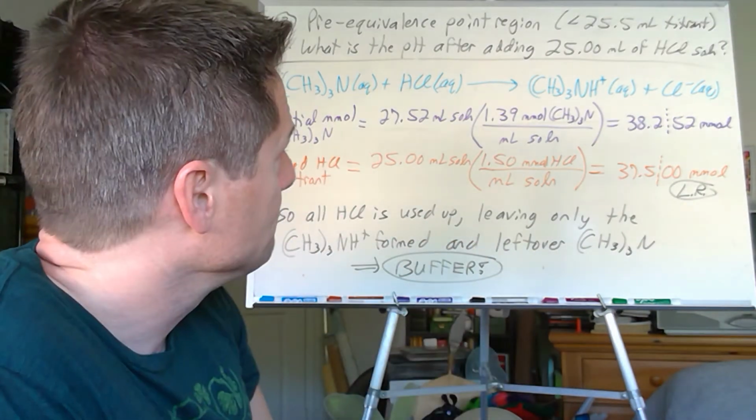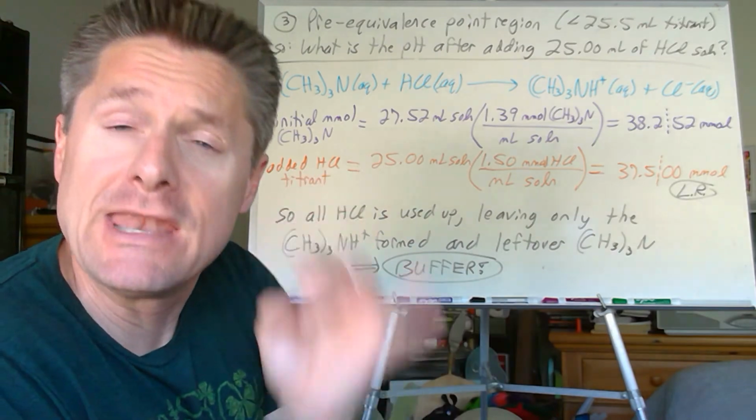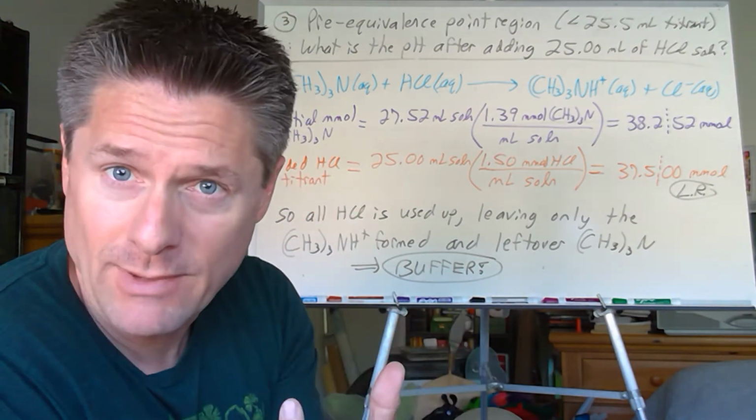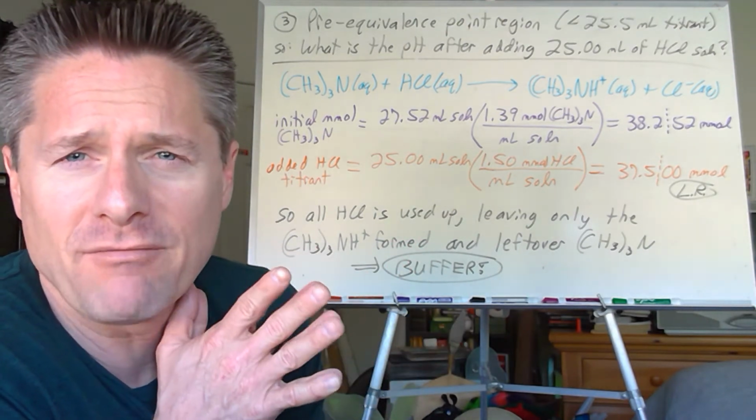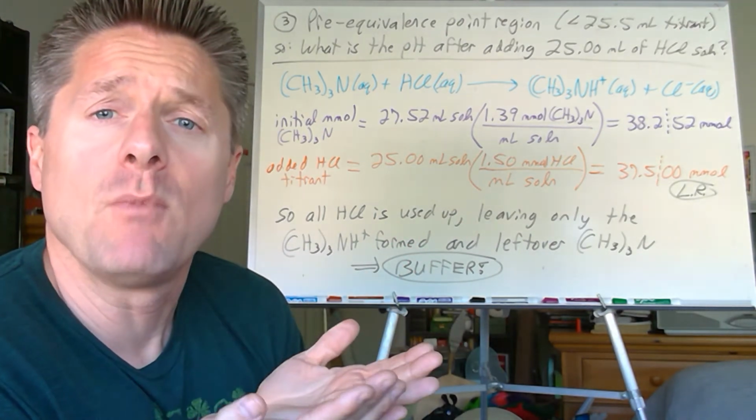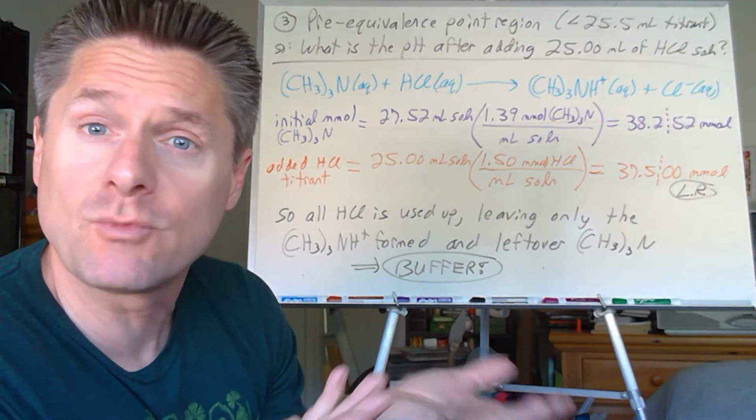Not worried about the chloride ion. Let's figure out, just like we've done for all the titrations, how many initial millimoles of base we have. We did acid before, but let's see how many millimoles of base we have in that Erlenmeyer flask to start with. And then how many millimoles of acid titrant are we adding to it? Which one's the limiting reactant? Which one runs out first?